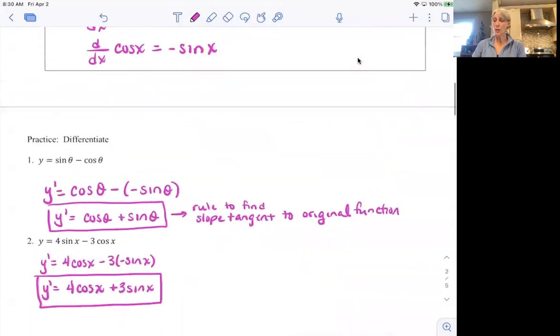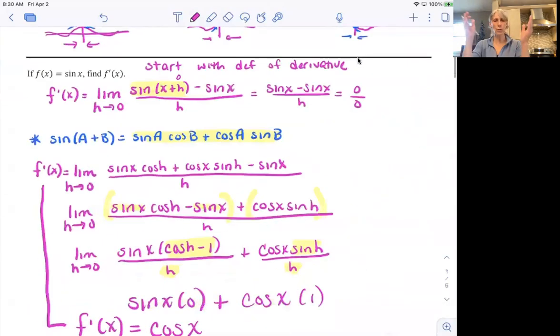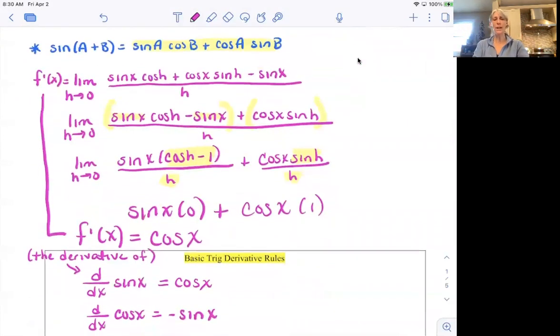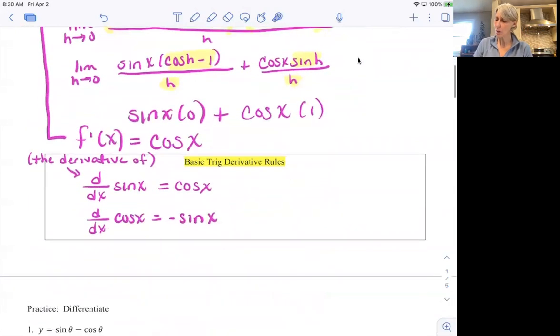Easy, nice, easy. We derived the rule for the trig derivative. Okay, so we know that our rule comes from the definition of the derivative, but once we know our rules, we can just use them. Okay, try your homework questions and we'll see you tomorrow.